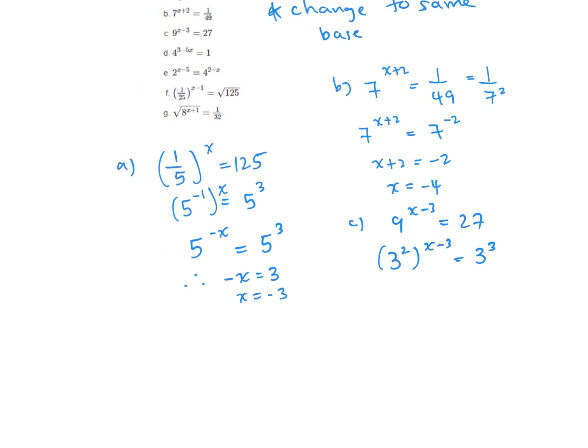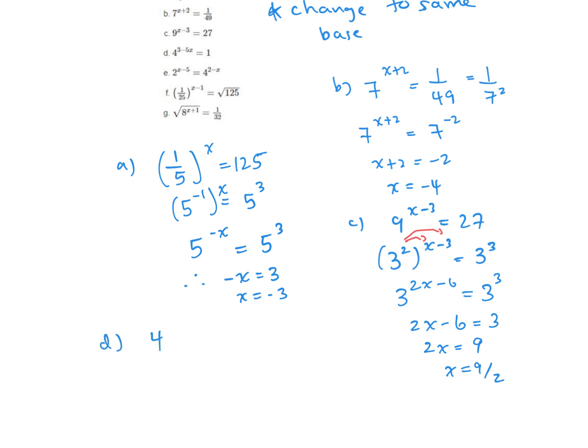Now here we have to make sure that we apply the power rule. So we're going to multiply 2 by x and 2 times negative 3. So don't forget to multiply both terms. So 2x minus 6 equals 3 to the power 3. Once we have that same base, we can eliminate the base, just work with the exponent. And so x would equal 9 over 2.